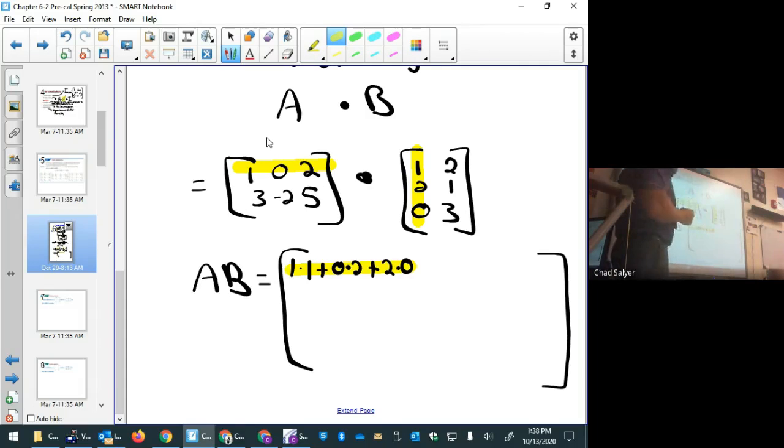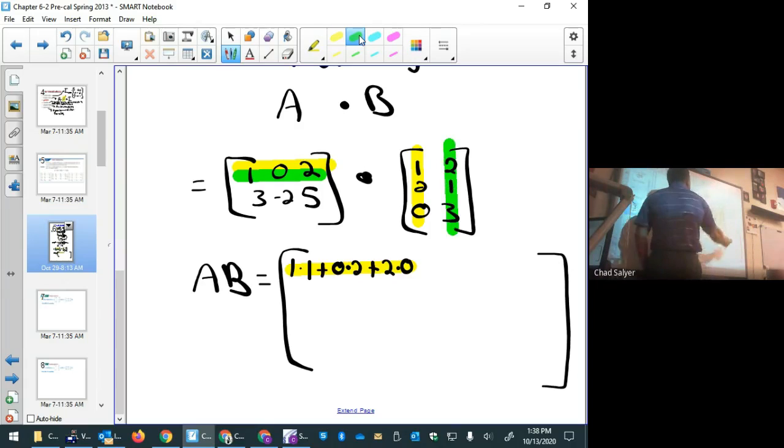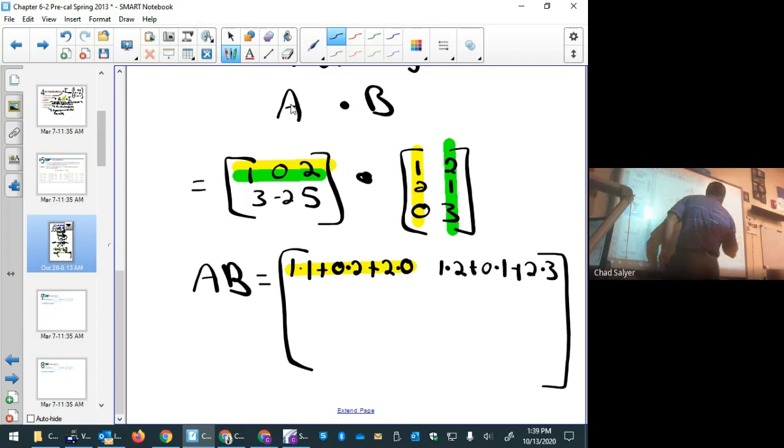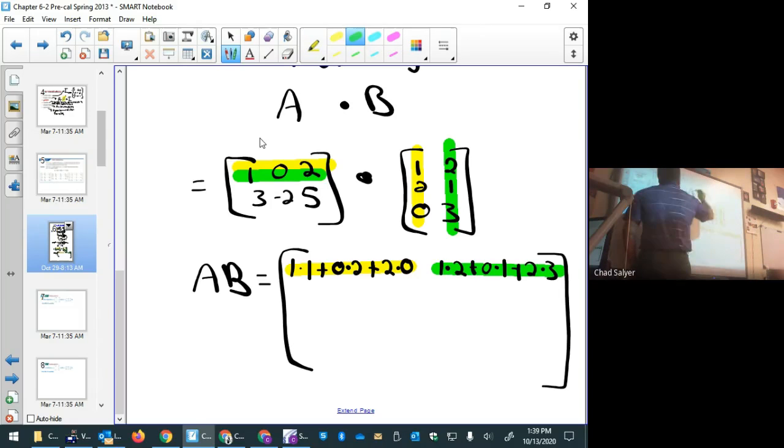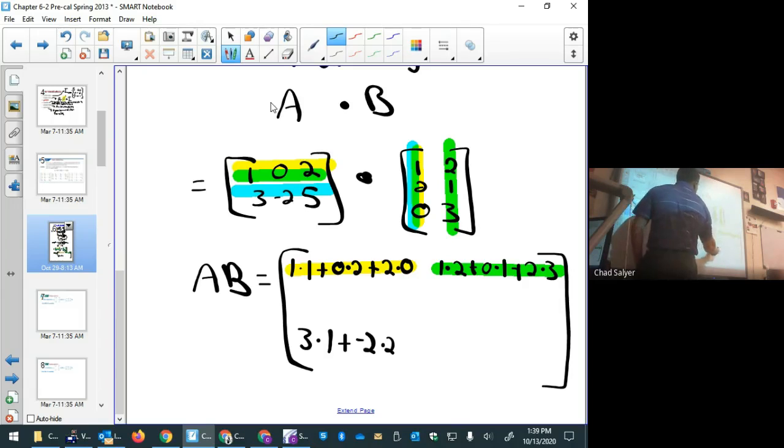And then I just repeat that process. Row 1, column 2 is going to be row 1 times column 2. So that's going to be 1 times 2, 0 times 1, plus 2 times 3. And then row 2, column 1 is row 2 times column 1. So 3 times 1 plus -2 times 2 plus 5 times 0.